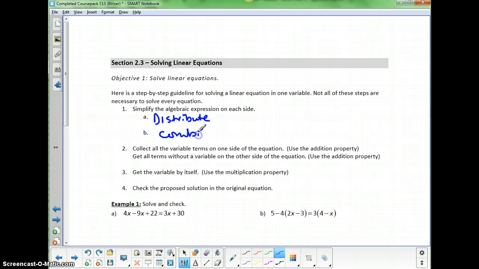After you distribute and combine like terms, you're going to want to get all the variable terms on one side of the equation in step 2, and then get all the terms without a variable on the other side of the equation. Next, you're going to get the variable by itself, and then you may check the proposed solution. We usually say that this step right here is optional. If you're doing a test on paper like your midterm exam, you may want to check all of your answers. When we're doing these examples in the course pack, I may check the first one, but I might skip checking the solutions on the remainder.